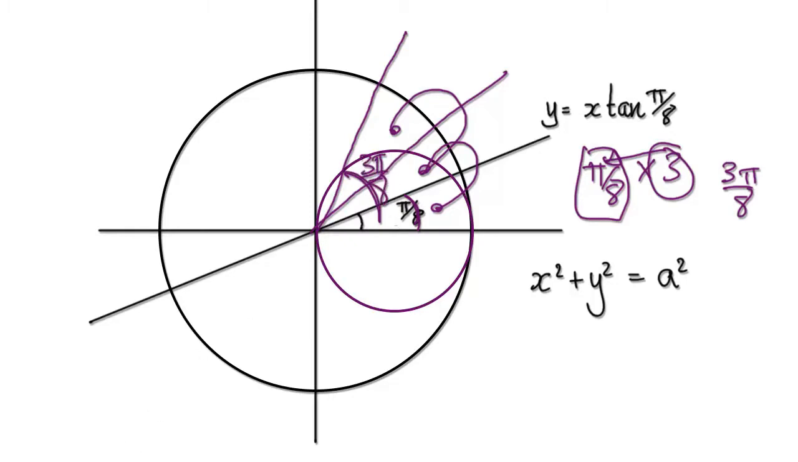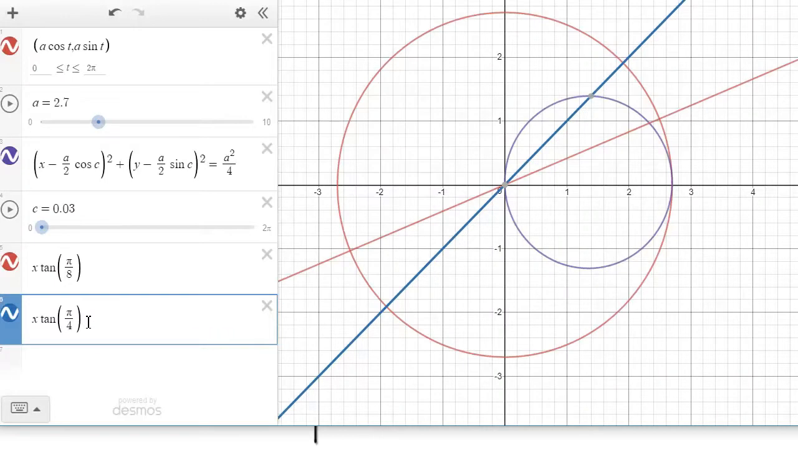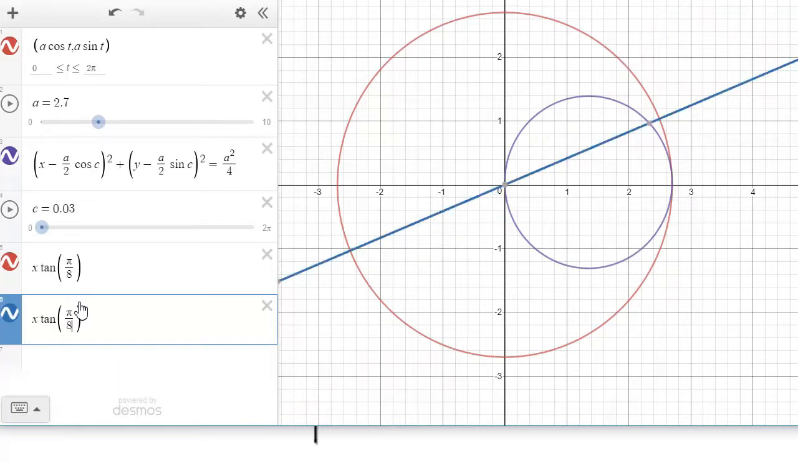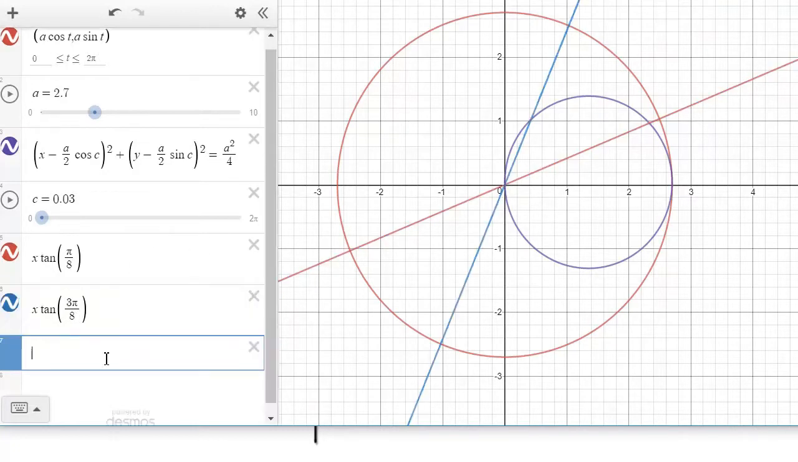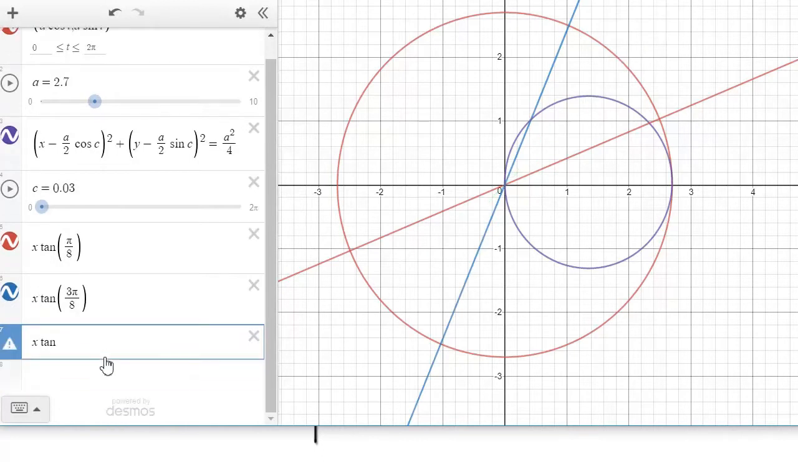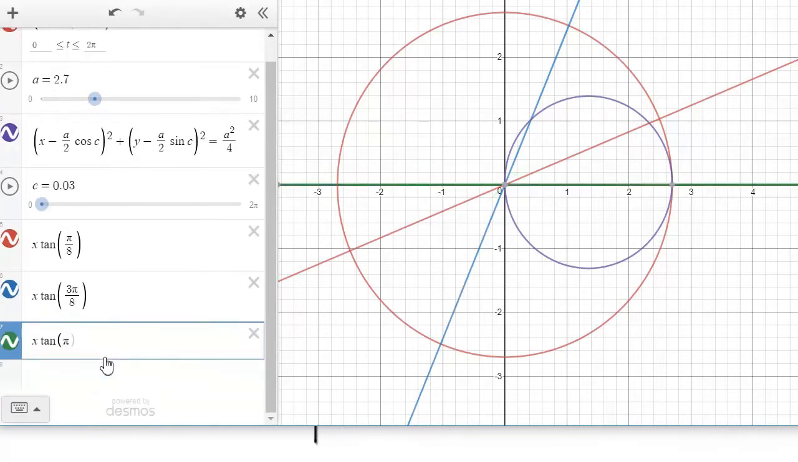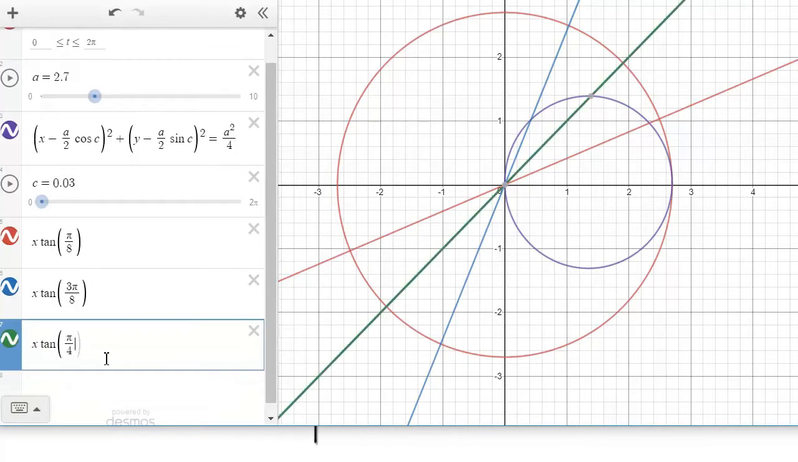So it would be tan 3 pi over 8, and then you've got 3 there. And then let's do our 45 degrees. Tan pi over 4. Close it off there.